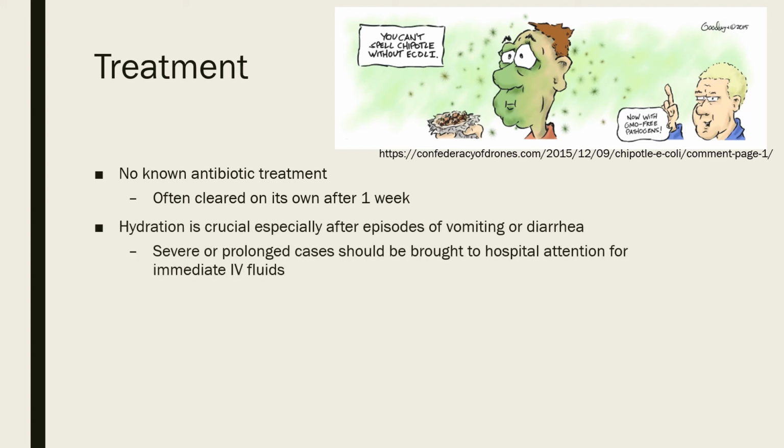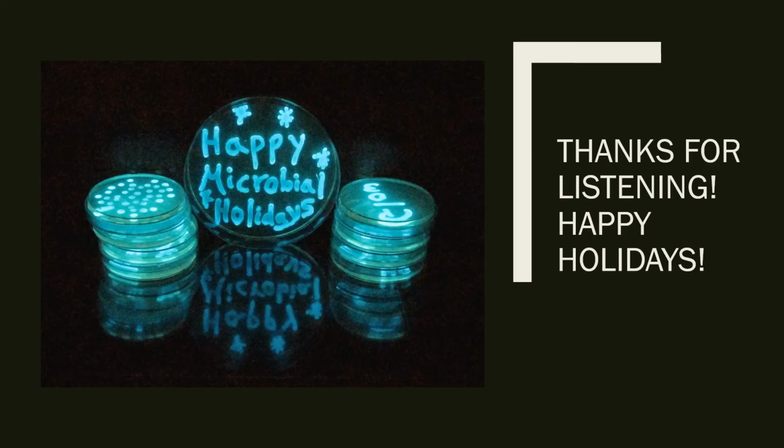Again, hydration is crucial because after bouts of vomiting and diarrhea, the cells still need to be hydrated. Severe or prolonged cases of enterocolitis or colitis should be brought to hospital attention for immediate IV fluids so that cells can uptake these fluids right away. Nutrients should be replenished with small meals and more frequent meals slowly so that the patient doesn't feel like they need to go to the bathroom or vomit constantly, so that nutrients can still stay within the body.